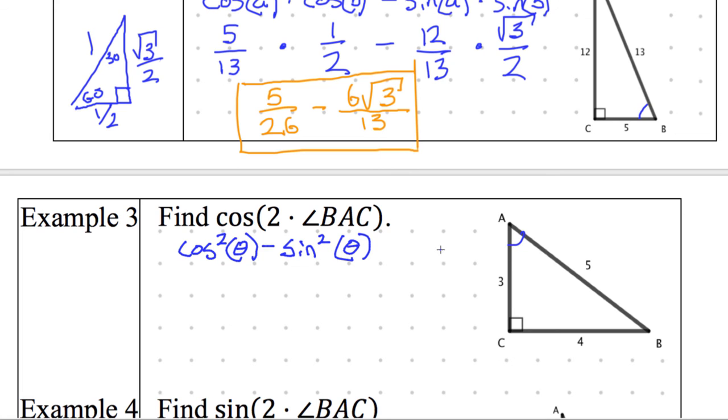Tell me, Rochelle. You don't have to do the squared yet. Leave the squared. There's my fraction squared minus my fraction squared. Don't square it yet. Just tell me what the fraction is for cosine of my angle of reference. 3 over 5. Like that? Okay, yep.